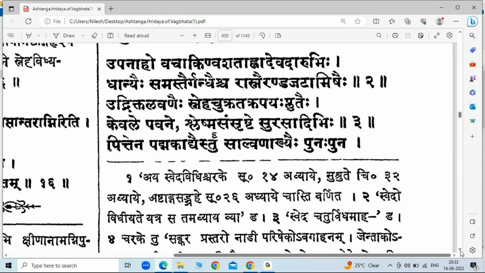Then, what else? Punah punaha, again and again. It is again a conflicting statement by Vakbhada in Ashtanga Hridaya. What is to be done there is not very clearly mentioned. So we move forward and find the next sloka. What is that?